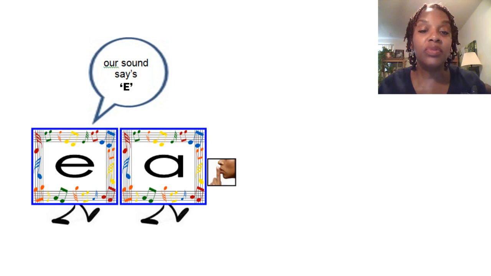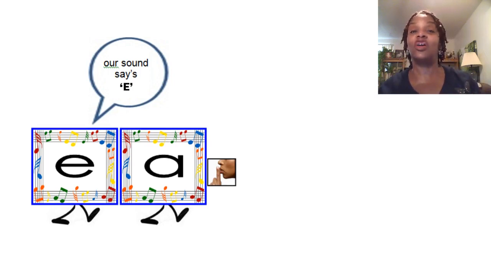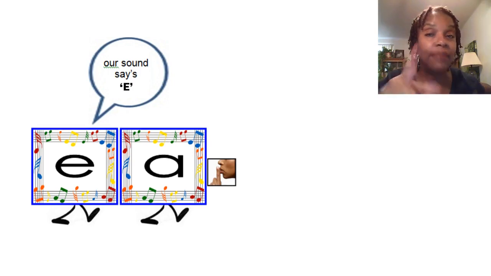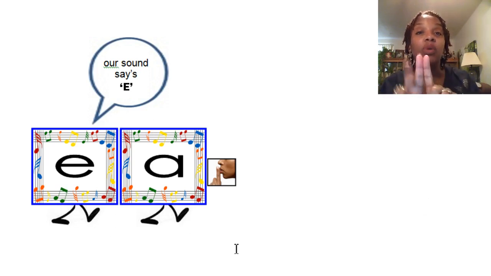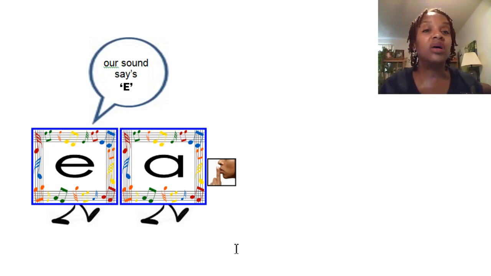Remember the chant. When two vowels walk, only the first one gets to talk. And it screams out its letter name, not its letter sound. So when the letter E and the A are side by side in the word, when they partner up in the word, who gets to talk?